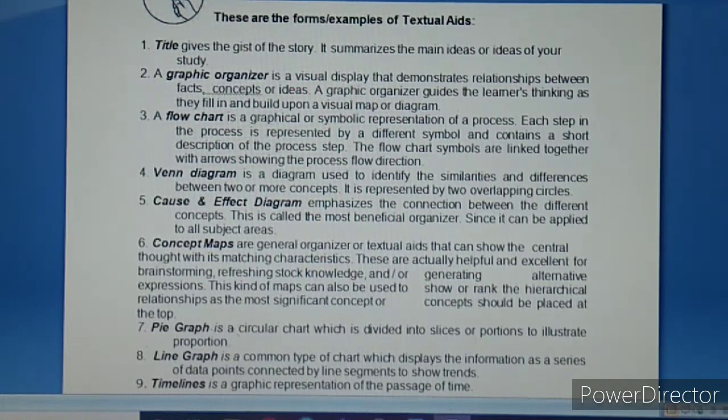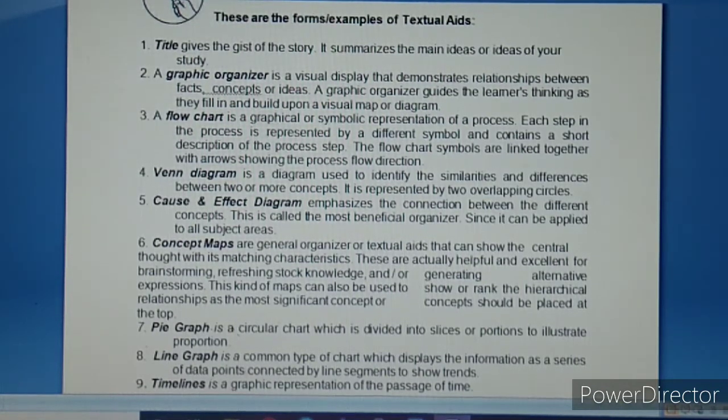Number 3, a flow chart is a graphical or symbolic representation of a process. Each step in the process is represented by a different symbol and contains a short description of the process step. The flowchart symbols are linked together with arrows showing the process flow direction. Now let's move on to number 4. The fourth form of textual aid is the Venn diagram, and this is very common to you students. A Venn diagram is used to identify the similarities and differences between two or more concepts. It is represented by two overlapping circles.